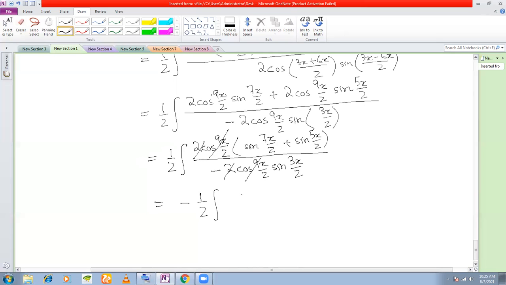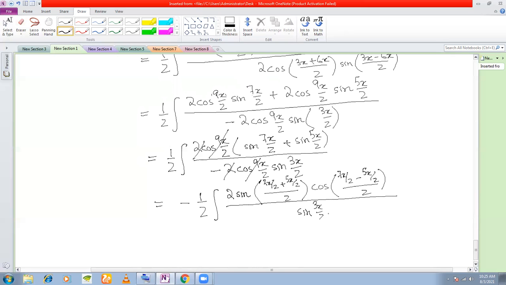Change this to a product once again. Sine plus sine is 2 sine cos. Sine C plus sine D: 2 sine of (7x by 2 plus 5x by 2) divided by 2, that is C plus D by 2, cos of (7x by 2 minus 5x by 2) divided by 2. Whole divided by sine 3x by 2 dx.